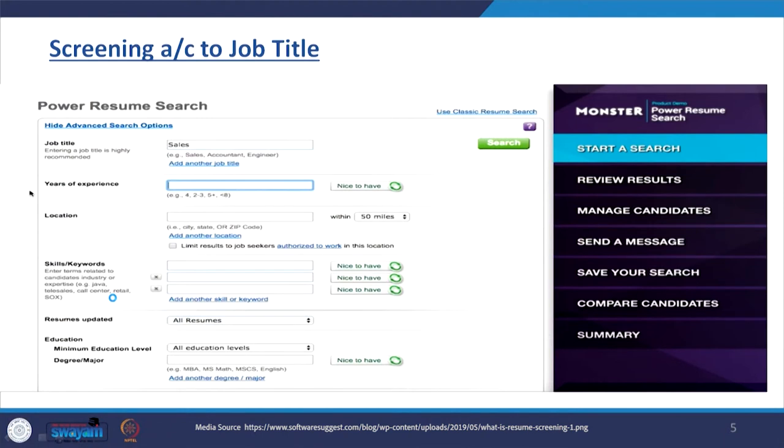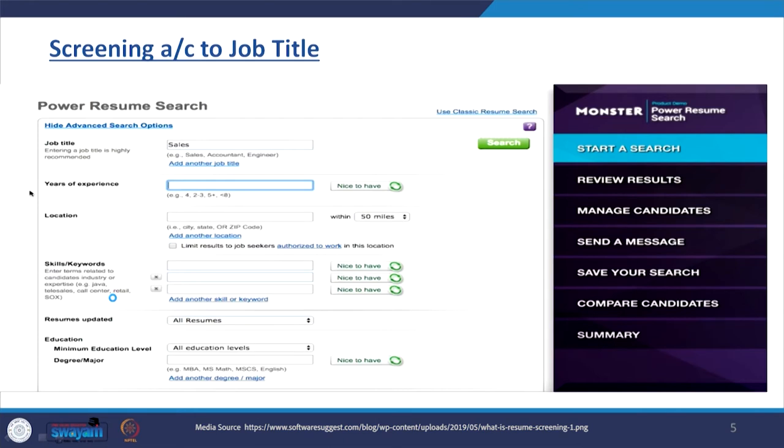Then screening according to the job title. So, what will be the job titles? Now you see, in this case, the job title is sales. So you have to be very clear whether you have experience in sales or not, or in your keywords. In your keywords, is there any sales or is there no sales, right?